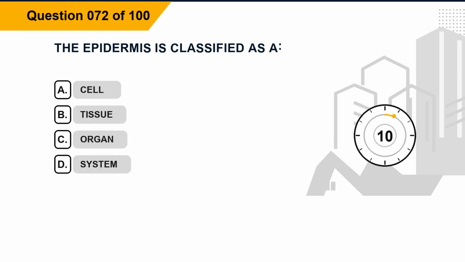Question 72. The epidermis is classified as a: Option A. Cell. Option B. Tissue. Option C. Organ. Option D. System. The correct answer is option B.